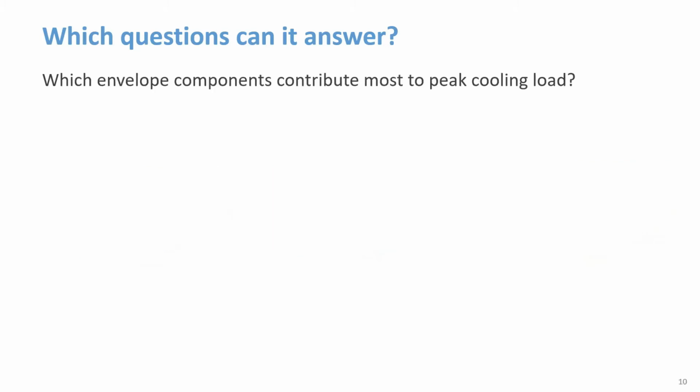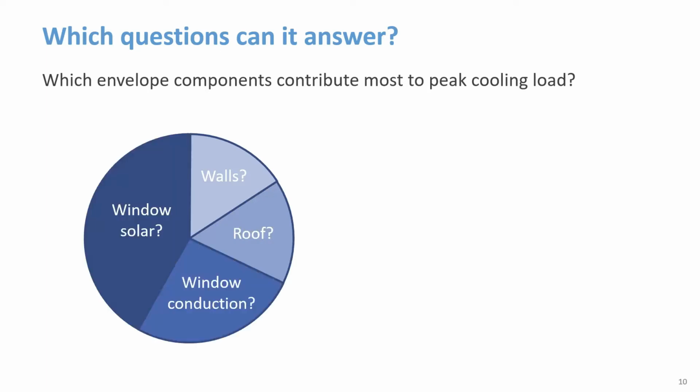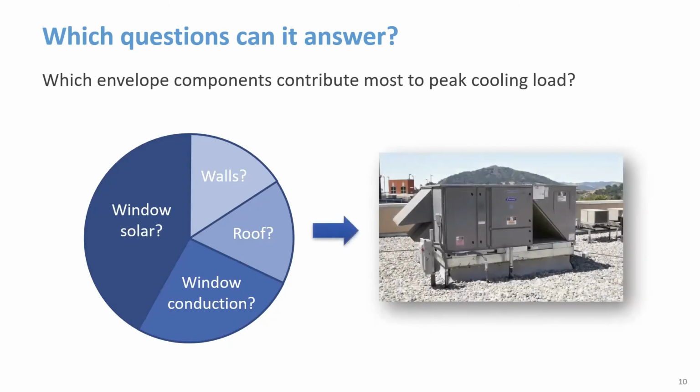So another question, which envelope components contribute most to peak cooling load? This information can help optimize the envelope design to focus investment on components with the most impact. Is it the walls, the roof, window conduction, or window solar? And this info might show that an extra investment in envelope performance, like for better windows, can reduce the load enough to downsize the HVAC system and maybe offset the cost of those better windows.